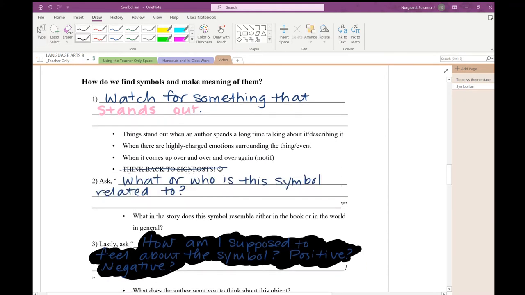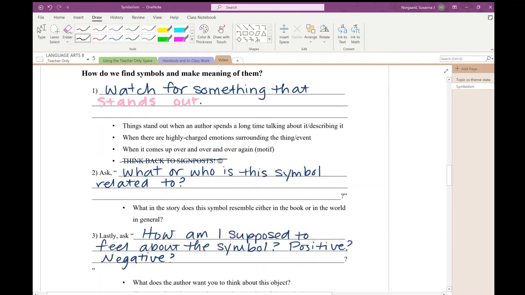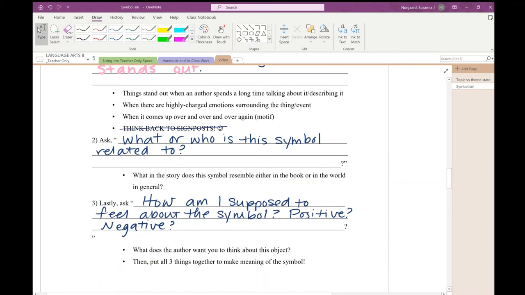We want to also ask ourselves, what is this symbol related to? Does it resemble something in the world in general? Does it resemble something else in the book? We want to ask ourselves, what is this object that's coming up over and over again connected to? And we want to ask ourselves, how are we supposed to feel about this symbol? Is it positive? Is it negative? And that is going to help us narrow down and figure out what idea the symbol is supposed to represent.